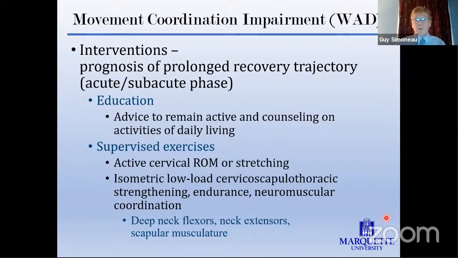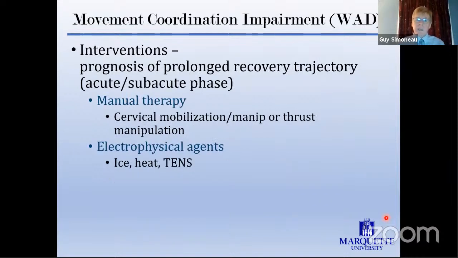For people with prolonged recovery, on the other side of the equation here, we want to provide them good education. We want to provide them with a supervised exercise program, again a combination of range of motion exercise and, most likely, starting with some isometric exercise for deep neck flexors, neck extensors, and scapular musculature. Manual therapy as we feel is warranted depending on the severity of the injury. Maybe that's not really indicated with the more severe, more acute condition. Maybe in the subacute condition it's more indicated, and potentially some electrophysical agents depending on perceived needs.